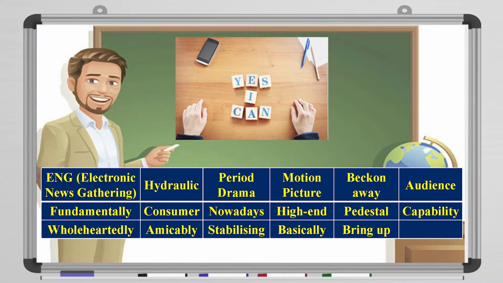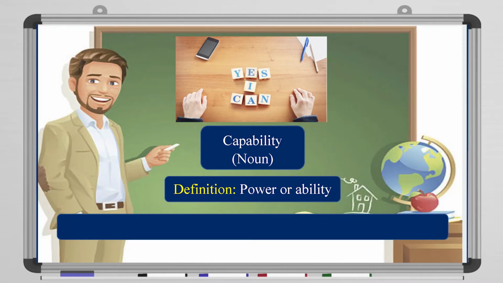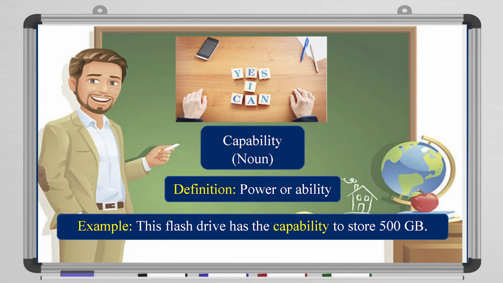Did you get it? Well, if you chose the word capability, then you are correct. Capability is a noun, and it means the power or ability to do something. So for example, the flash drive has the capability to store 500 gigabytes. It can store 500 gigabytes. It has that capability. So the word capability, again, means the power or ability to do something. Did you get it right? Well, if you didn't, it's okay. We have a lot of words to go through.